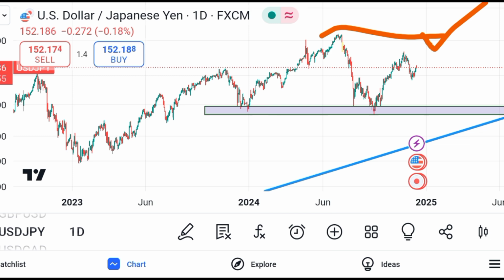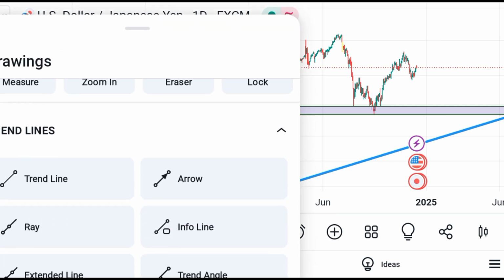Okay, so back to what I was saying. Looking at this now, you already know what we are expecting, right? You don't need a prophet to tell you anymore. This is what we're expecting. So I want to pick an arrow. Remember, this is a daily time frame.